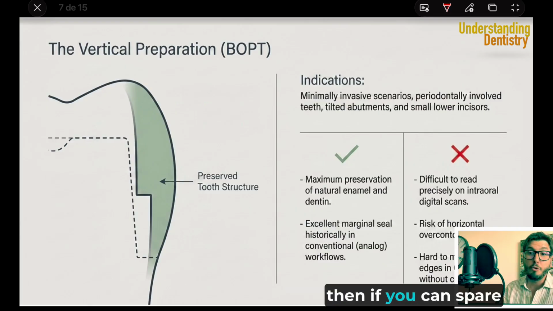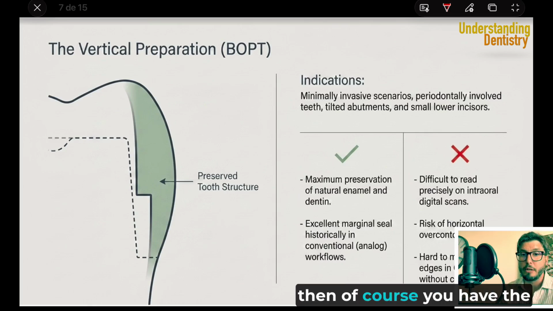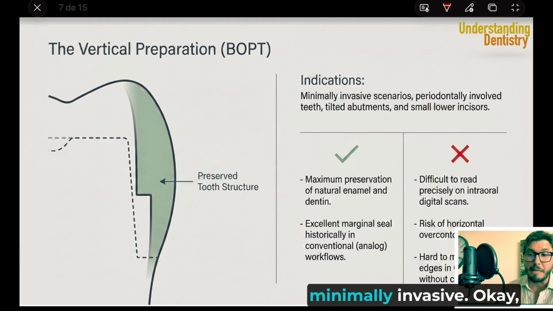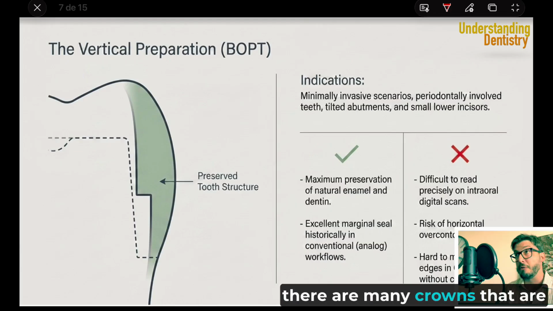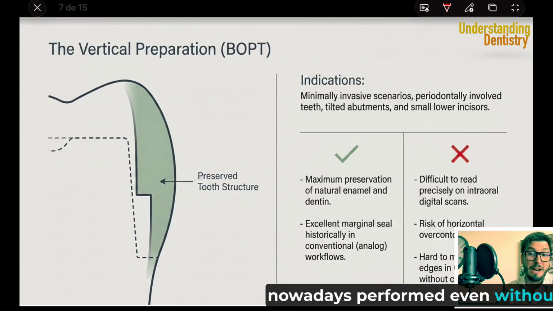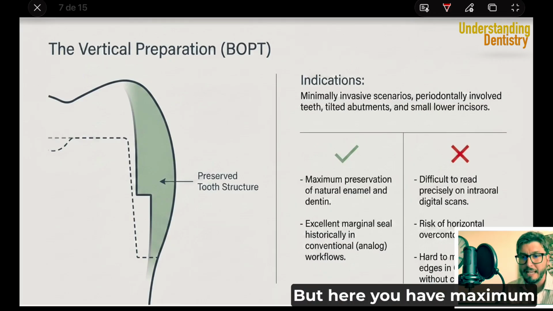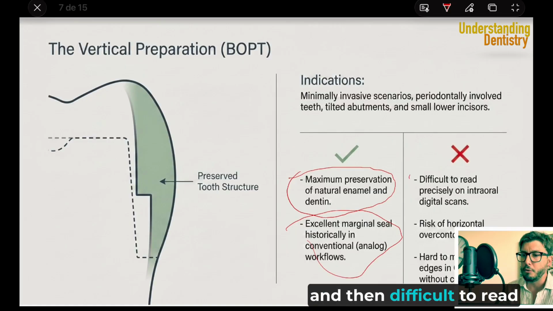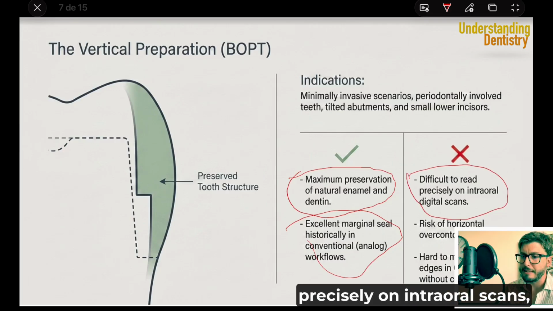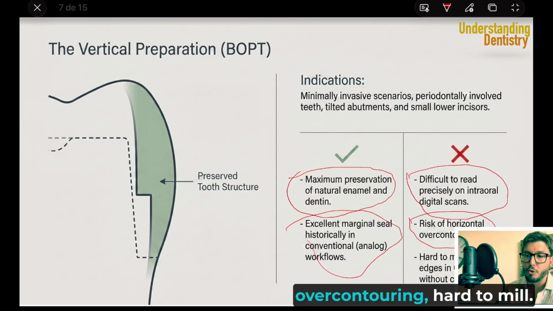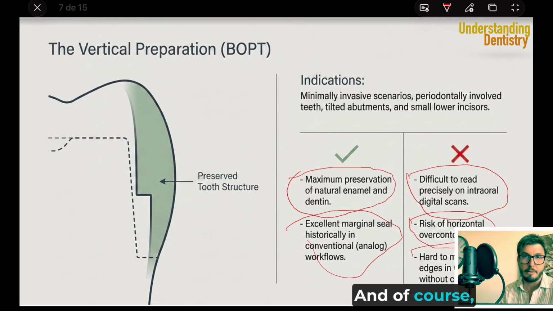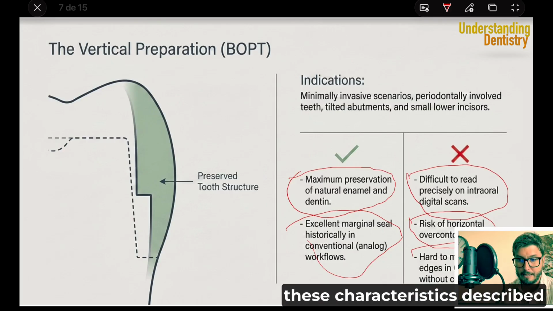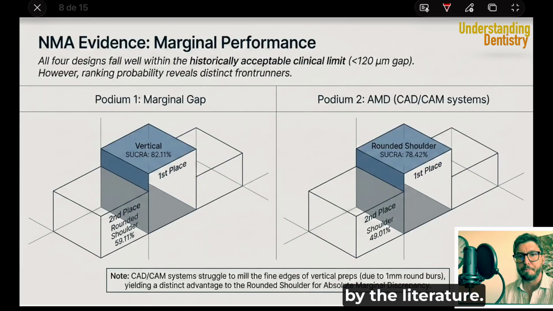All right, then if you can spare the tooth structure, if you can save this tooth structure, then of course you have the vertical preparations, minimally invasive, okay? There are many crowns that are nowadays performed even without preparations, depending on the case, but here you have maximum preservation of natural enamel teeth, excellent marginal seal, of course, and then difficult to read precisely on intraoral scans, risk of horizontal over-contouring, hard to mill, and of course there are also these characteristics described by the literature.